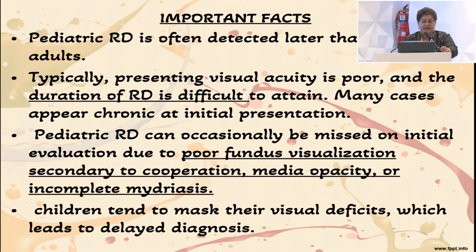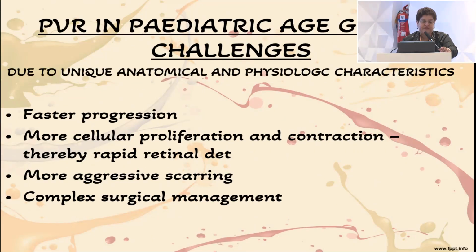Now, pediatric RD is often detected later than the RD in adults. Why is it so? Because children many a time mask their visual defects, and sometimes they don't even come to know if it is unilateral, and this leads to delayed diagnosis. Typically, the visual acuity is poor, and to tell what is the duration of the RD is very difficult. Pediatric RDs can also be missed on initial examination because of poor fundus visualization secondary to non-cooperation, media opacity, or incomplete mydriasis.